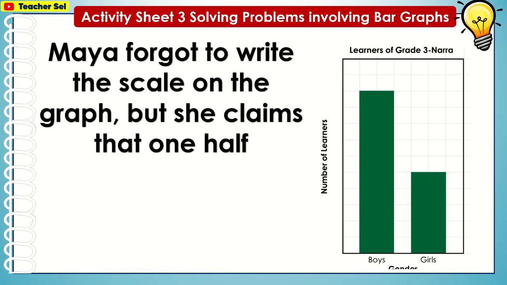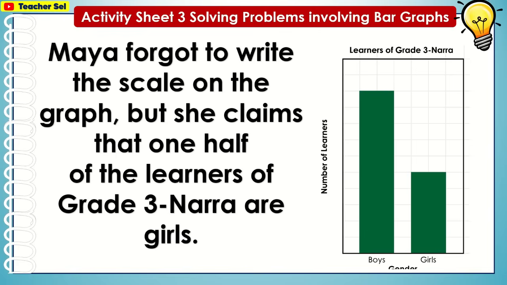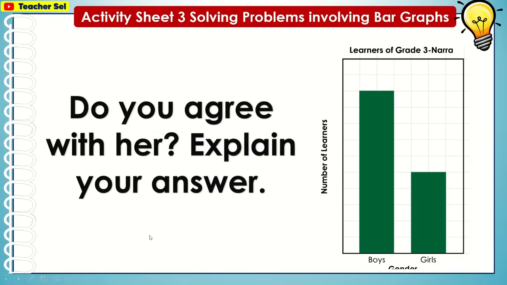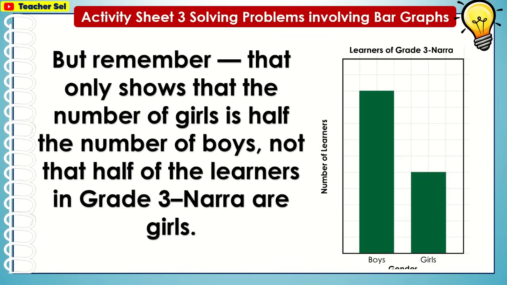Maya forgot to write the scale on the graph, but she claims that 1/2 of the learners of Grade 3 NARA are girls. Do you agree with her? Explain your answer. You might think the answer is yes, because the bar for the girls looks like half the height of the bar for the boys. Another reason could be that you already assigned numbers or a scale to the graph. But remember, that only shows that the number of girls is half the number of boys, not that half of the learners in Grade 3 NARA are girls.